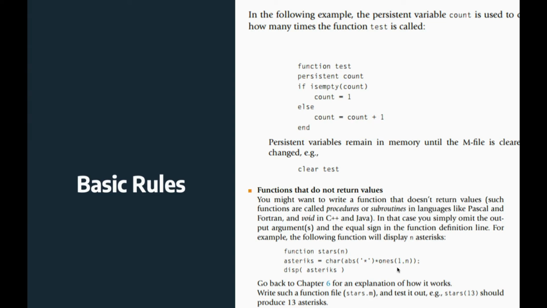Now, vector arguments. The input and output arguments may be vectors. As we can see, function d equals dice of n. d equals floor of 6 multiplied by random numbers 1 to n, plus 1.